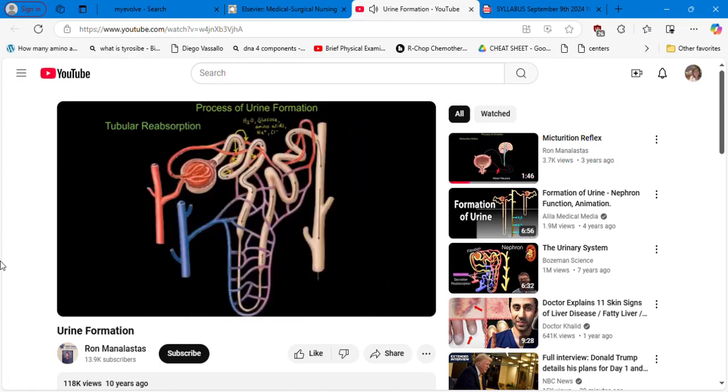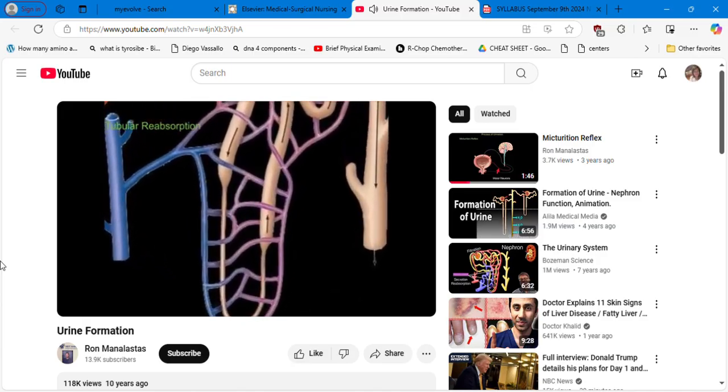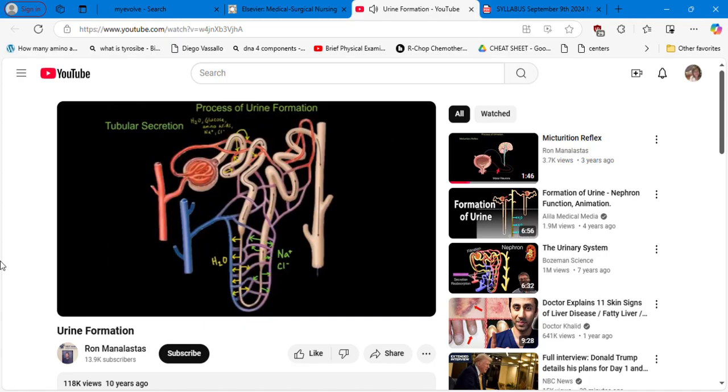From the proximal convoluted tubule, substances then move into this U-shaped structure called the loop of Henle. And there are two parts to the loop of Henle. There's the descending limb and the ascending limb. Taking a closer look at the descending limb of the loop of Henle, we notice that there is further tubular reabsorption of water. And in the ascending limb of the loop of Henle, we see further tubular reabsorption of sodium and chloride ions. After the loop of Henle, the remaining substances enter the distal convoluted tubule.